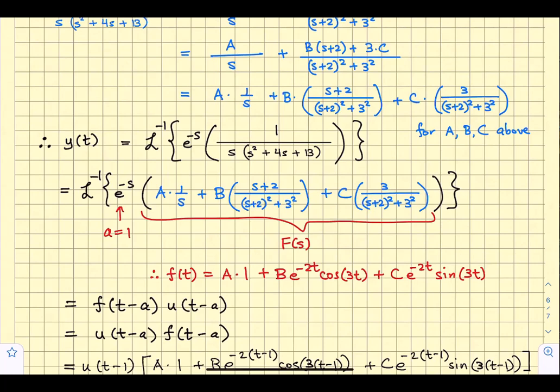Just stay with me here. So we're going to get a capital A. This inverse transforms back to 1 from our basic table. Plus, we're going to have a b. Stare at this. This inverse transforms back to, remember, this looks like a shifted version of a cosine 3t. The shift here is a minus 2, so a shift in the s domain corresponds to multiplication by an exponential in the t domain, so we're going to get an e to the minus 2t times a cosine 3t.